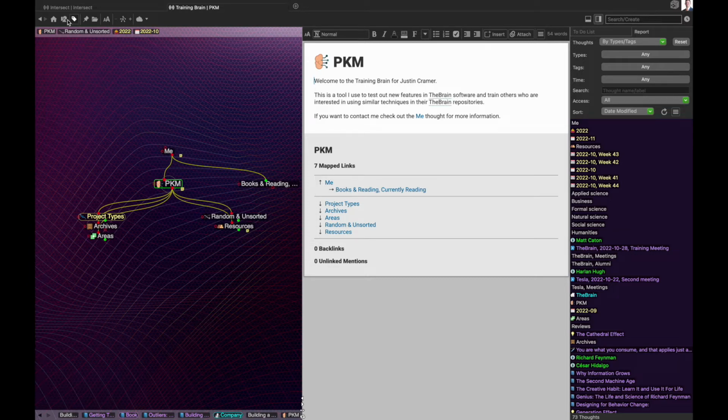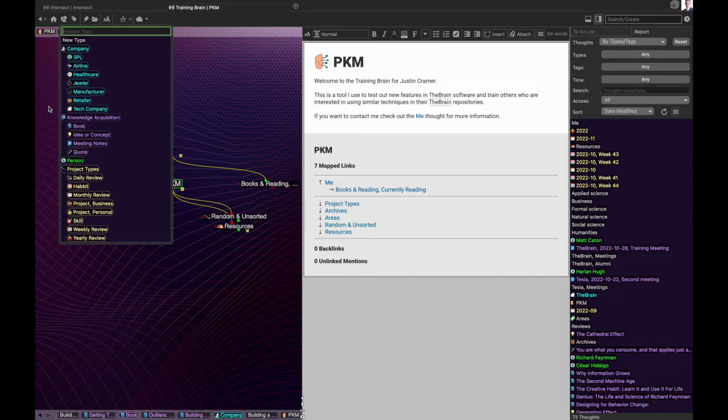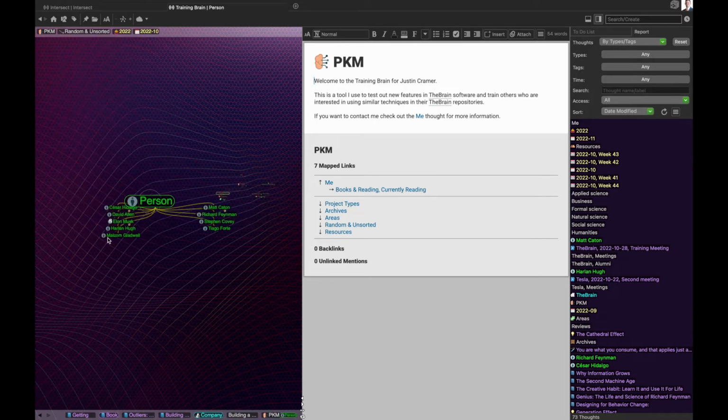For me, it started with four thought types: person, company, project type, and knowledge acquisition. Or more accurately, that's where it has evolved to. Let's start with the person thought type.